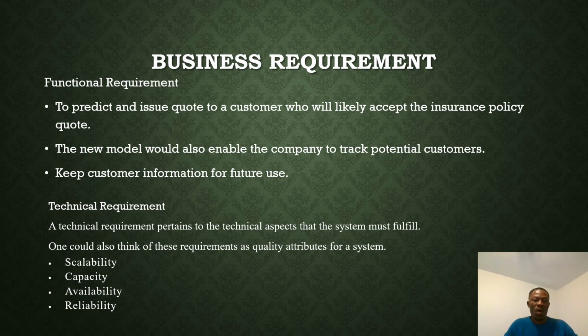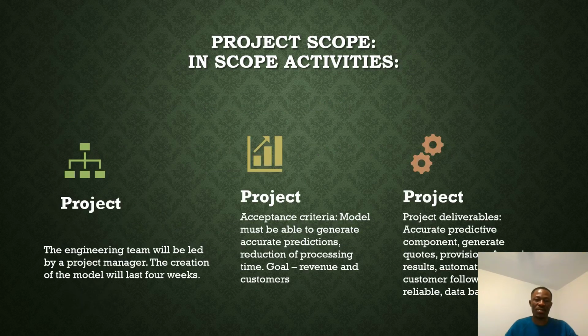The other requirement that is needed is the technical requirement. The technical requirement pertains to the technical aspect of the system or what the system must fulfill. It could also be thought of as the requirements or the qualities, attributes of the system. So we have scalability, capacity, availability, and reliability to be the technical requirement.